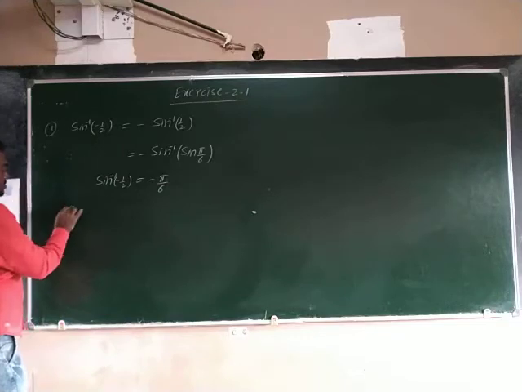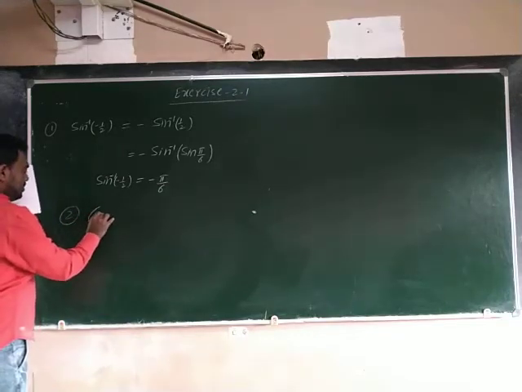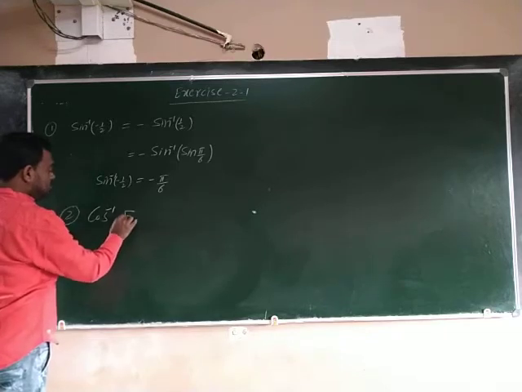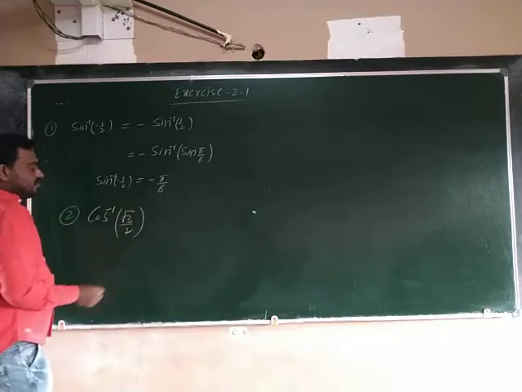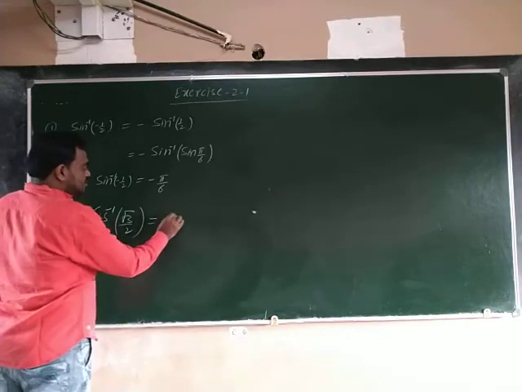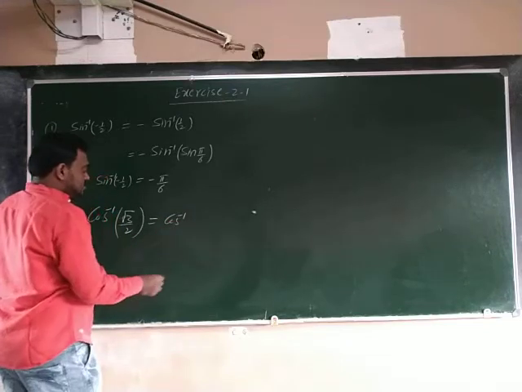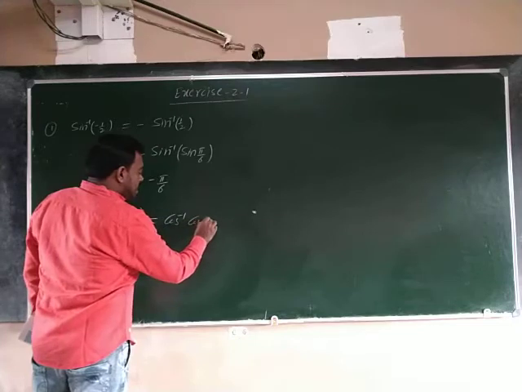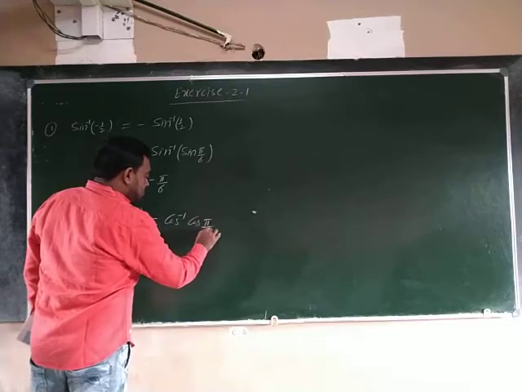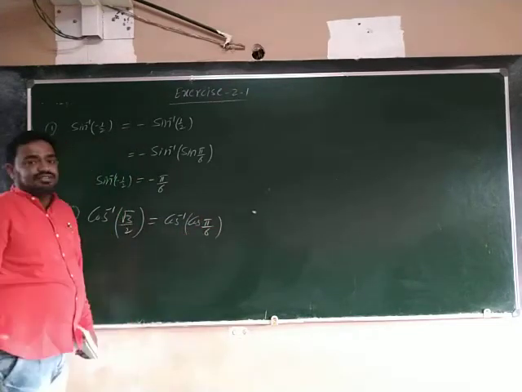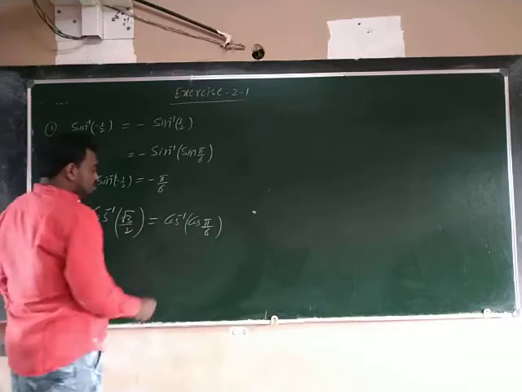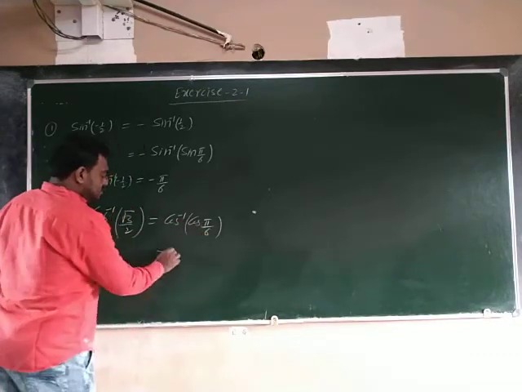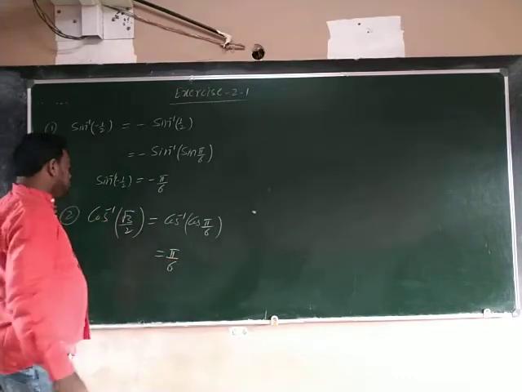Next, second question. Cos inverse of root 3 by 2. Solution: cos inverse of root 3 by 2 is equal to cos inverse of cos pi by 6, since cos 30 is root 3 by 2. So this is equal to pi by 6 only.